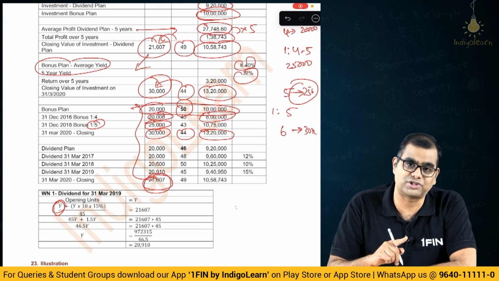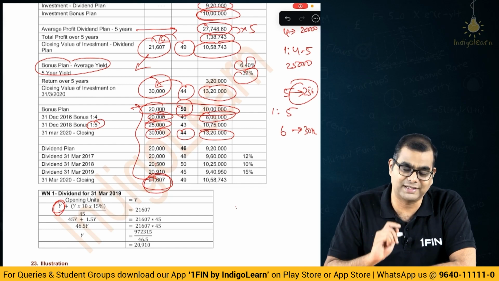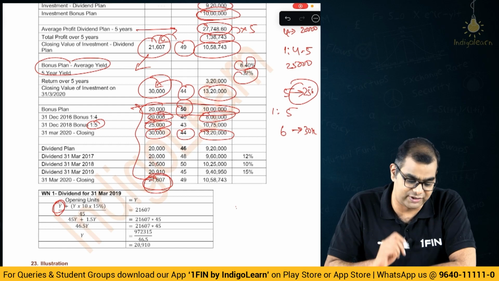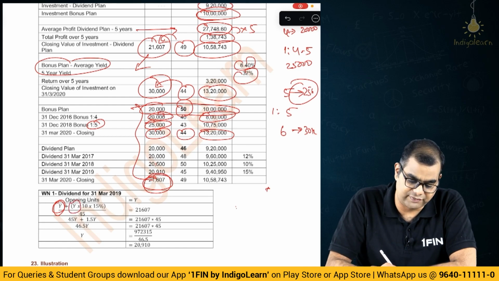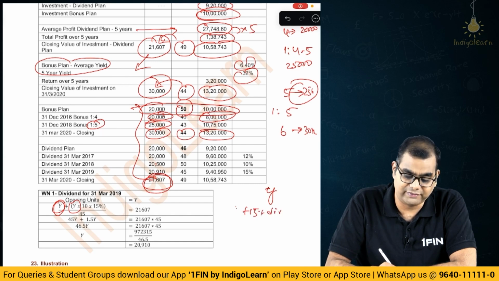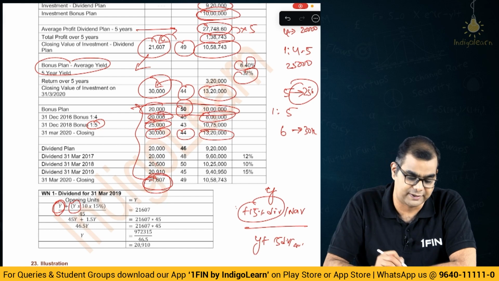So, you have to make another assumption. In this dividend plan, all the dividends are reinvested. So, that is another assumption. They have not given it. Ideally, they should have given it. So, y, which is the opening units, let us say y is one number plus 15% dividend. Whatever is this amount, divide by NAV, you will get new units. This new units will be y plus 15% dividend by NAV. Okay, that is the basic logic.